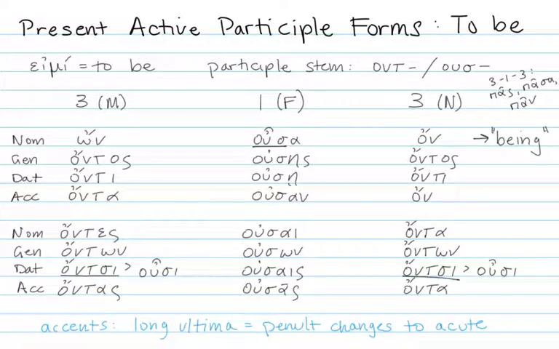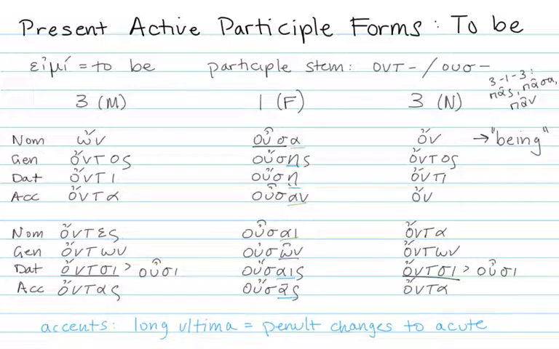So if the ultima is long, then that circumflex on the penult changes to an acute. So that applies in these 4 cases that I've underlined. Otherwise, the feminine plural genitive is just an oddball, and it gets a circumflex on the ultima. And then the remaining cases have a short ultima, and so you keep the circumflex on the penult that you saw in the nominative singular feminine.